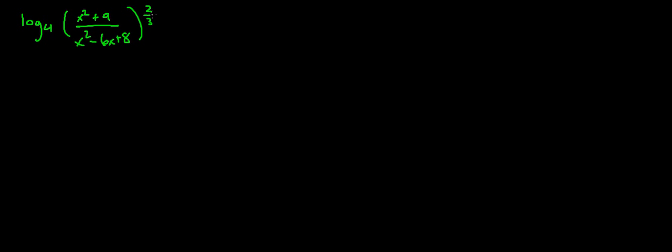So here there's a couple different ways to approach it. We can do the power rule first. We can do the division rule and turn it into the difference of two different logs or whatever. But I'm going to do the power rule first. I'm going to say that this is equal to 2/3 log base 4 of (x squared plus 9) over (x squared minus 6x plus 8).